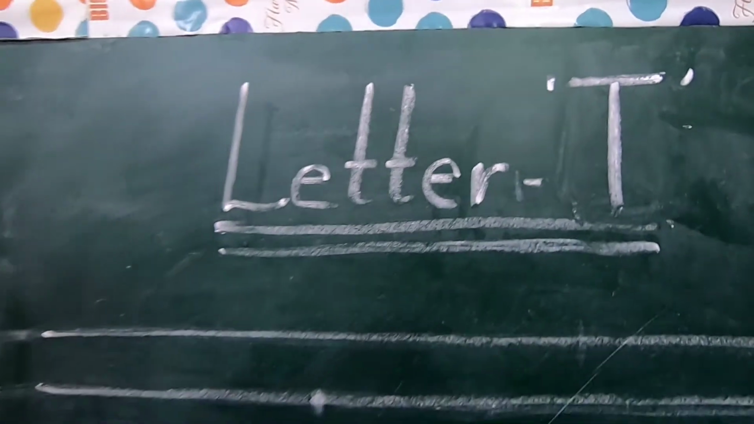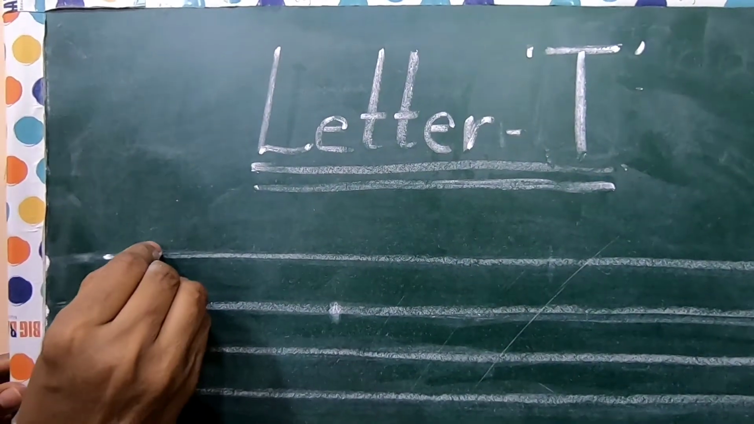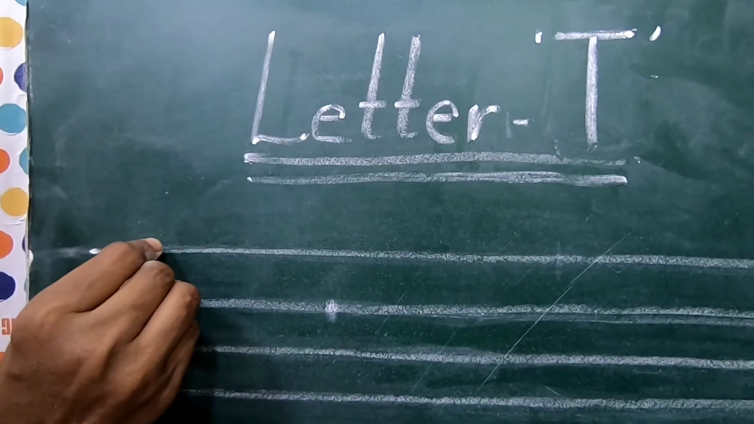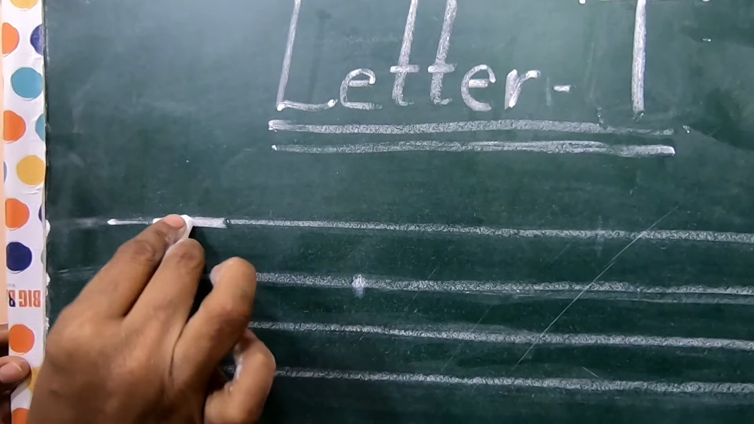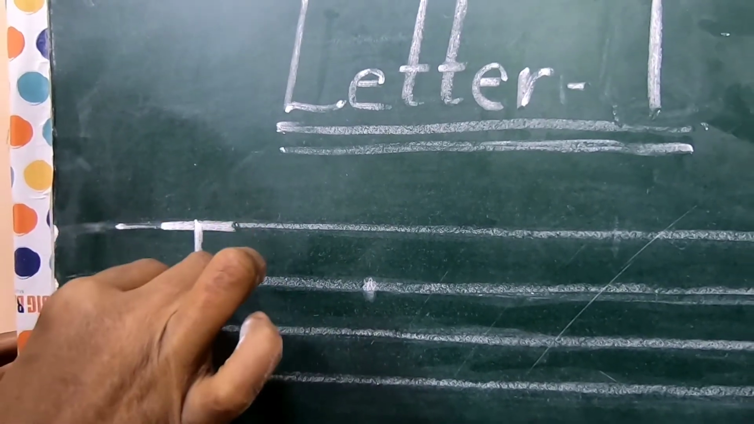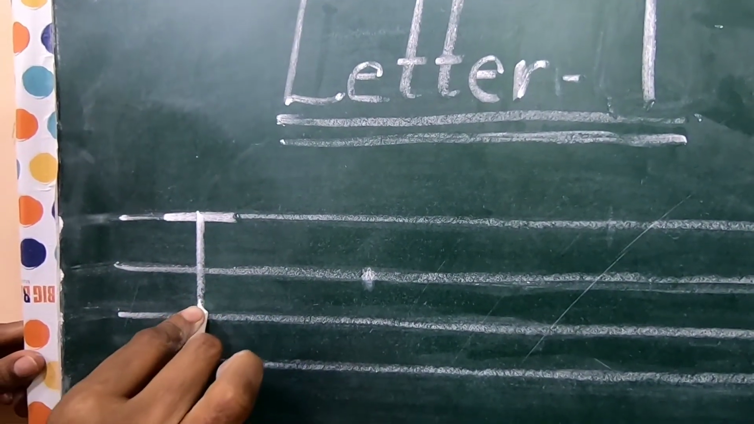Next letter is T. So let's write capital T. For this, start from this front line, make a sleeping line. Then from the center of the sleeping line, make a standing line up to the base line and stop.